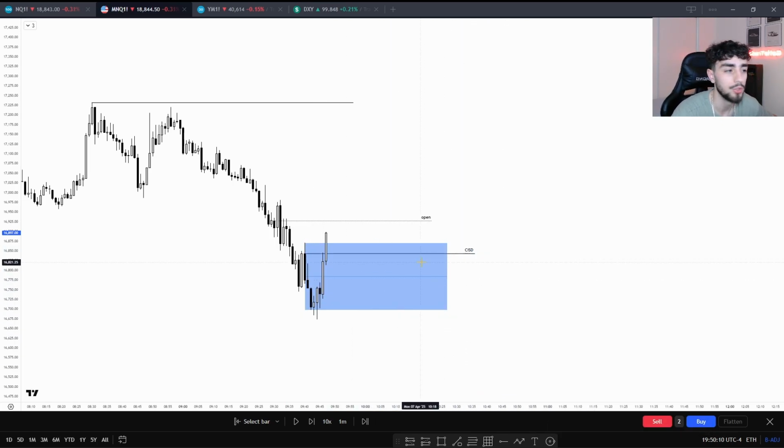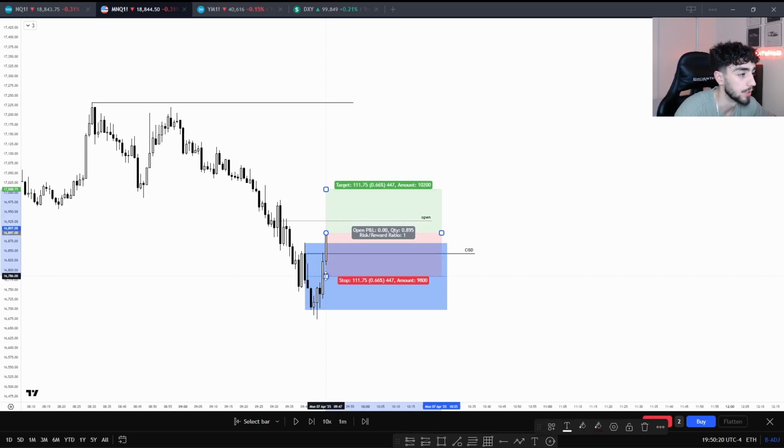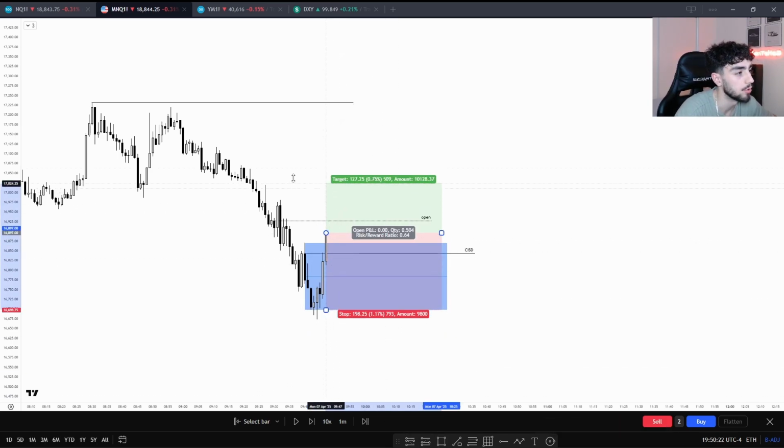So how can you use open, low, high, close to your advantage when it comes to entries? This is what you're going to do. It's very simple. We're looking for an entry now. Now we can buy it right here. This is a little bit aggressive. You don't get the best risk to reward, but you still get 1.7.